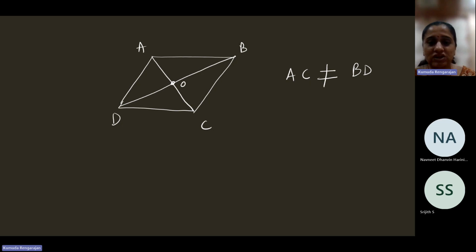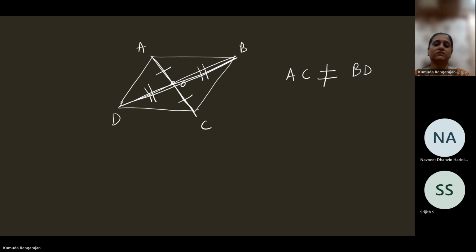They bisect each other means, listen carefully, if AC is the cake, then BD is the knife. If BD is the cake, then AC is the knife. Like that, they bisect each other. They cut each other equally into two equal pieces. That means AO is equal to OC and OD is equal to OB.